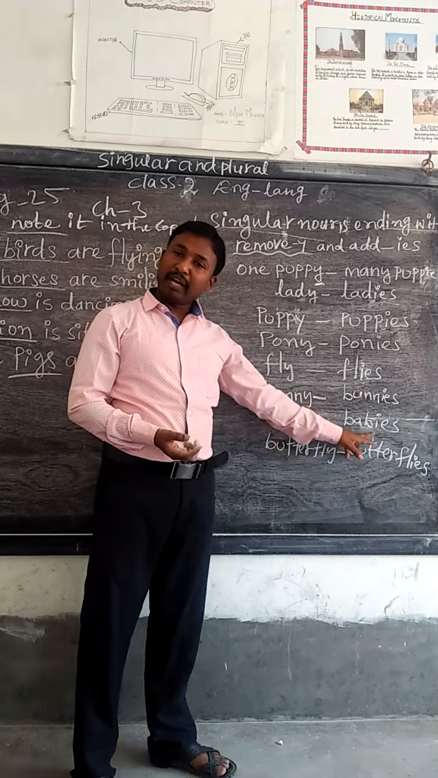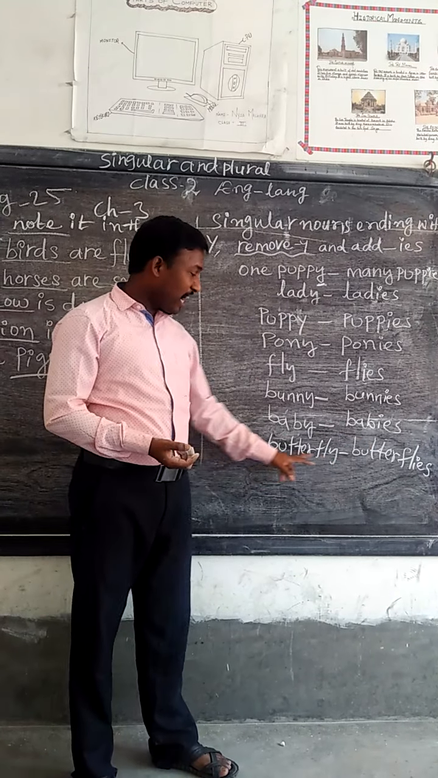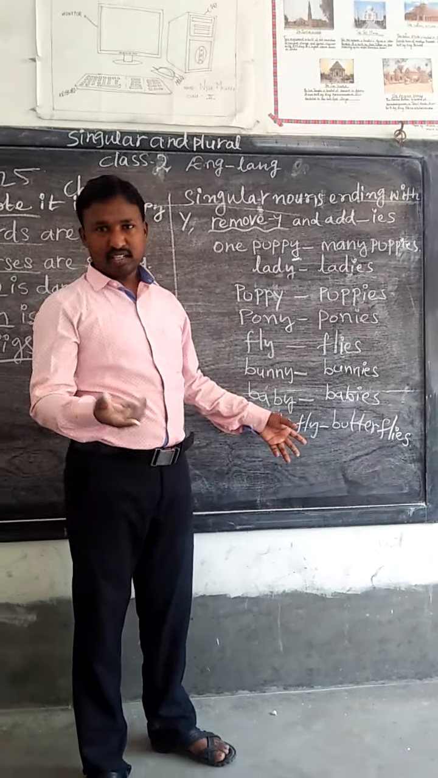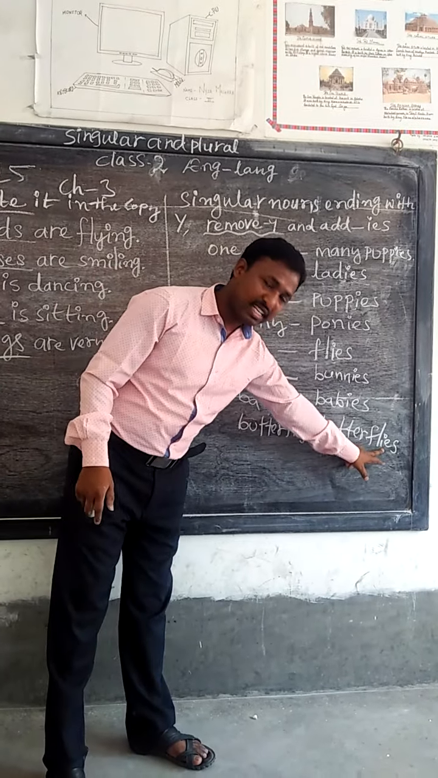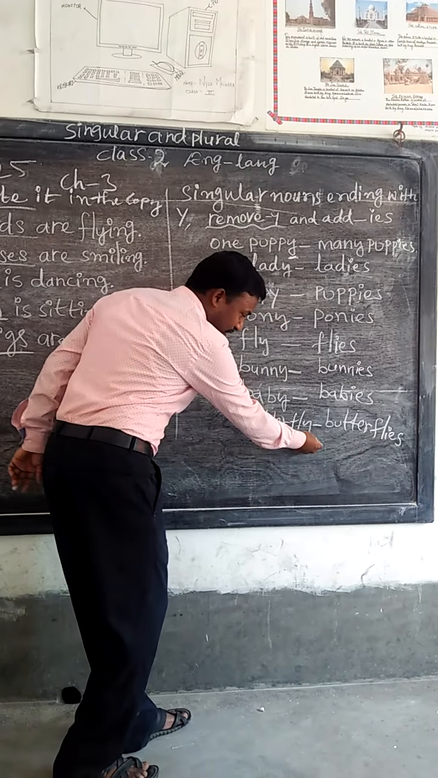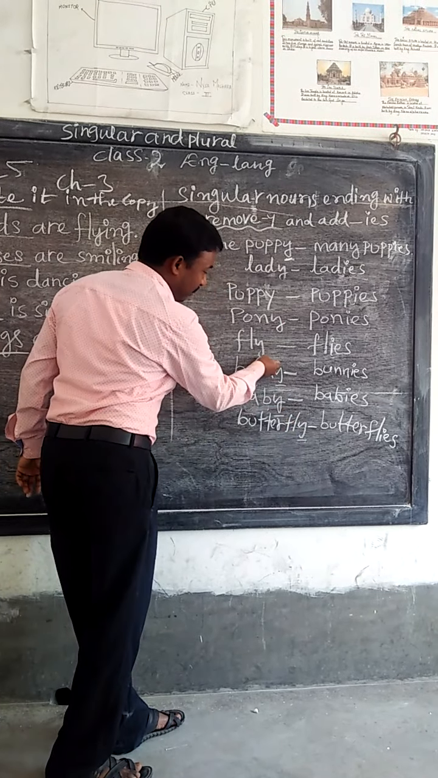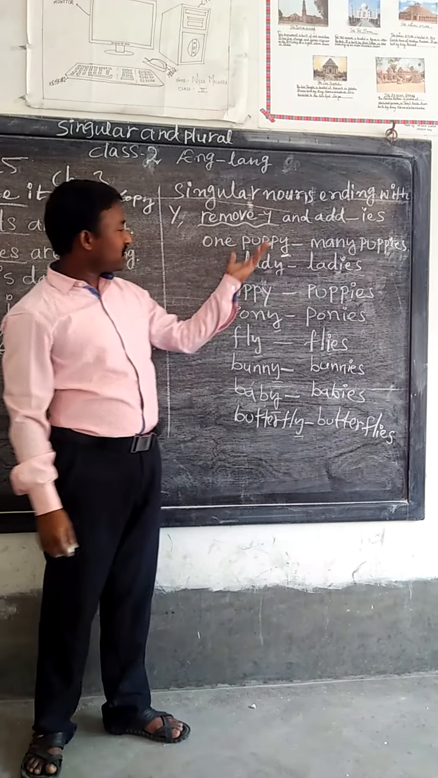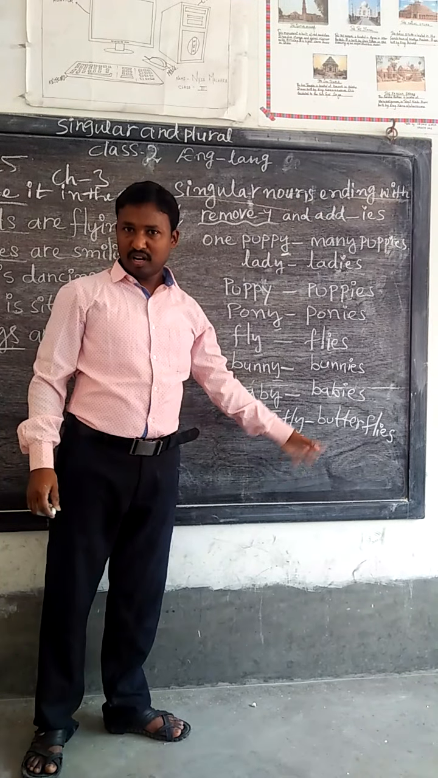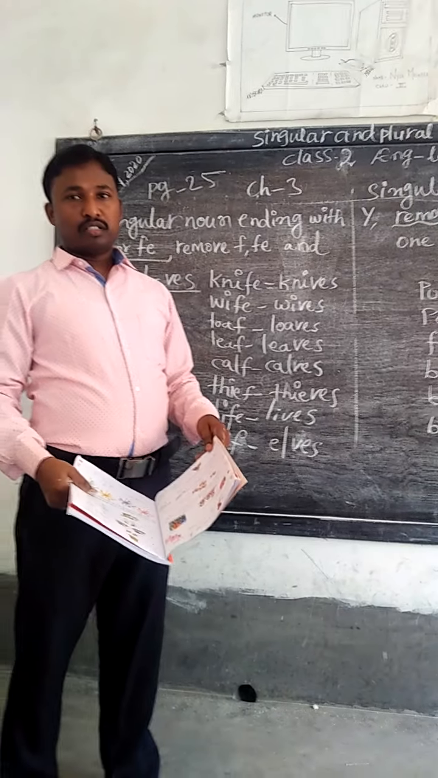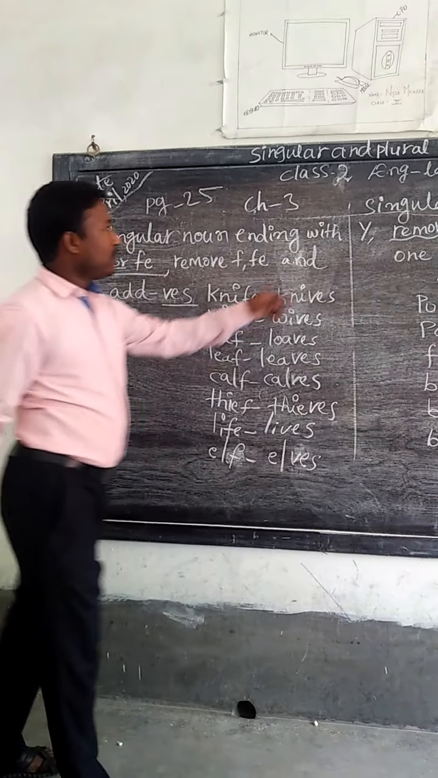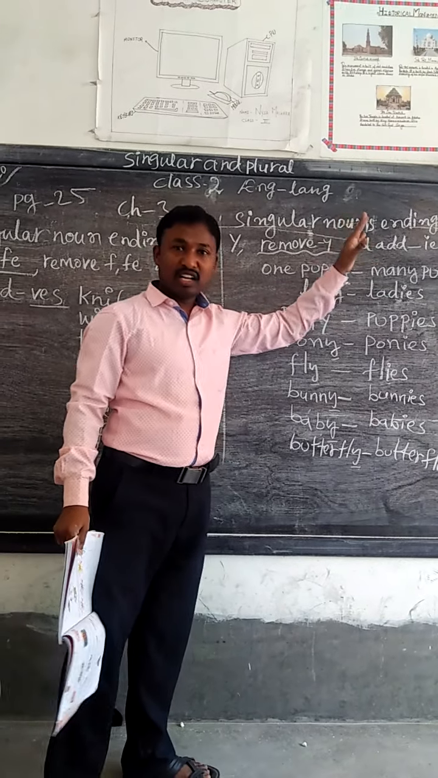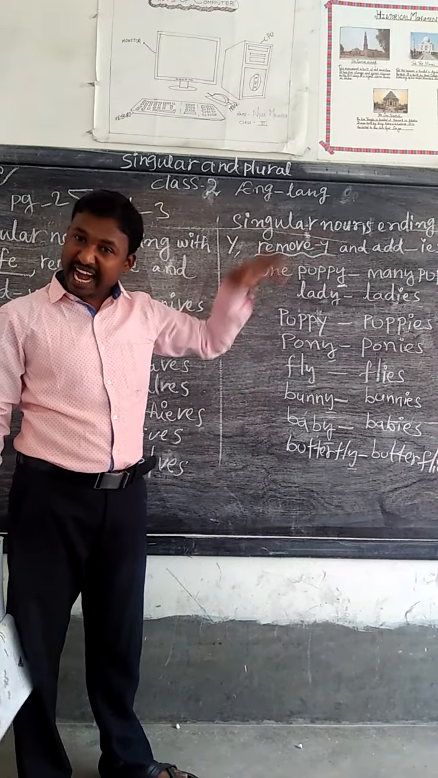Baby, babies. Butterfly, butterflies. A butterfly is a small insect. So, ies everywhere. We are removing y and writing ies. This is the singular, this is the plural form. Dear children, singular nouns ending with y: remove y and add ies.